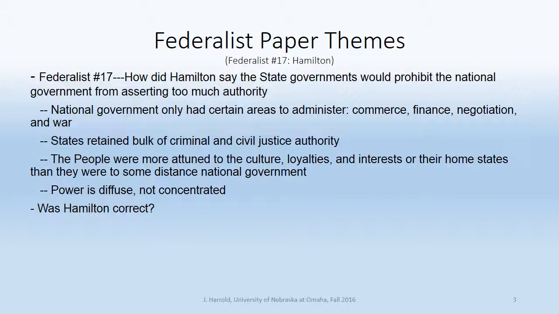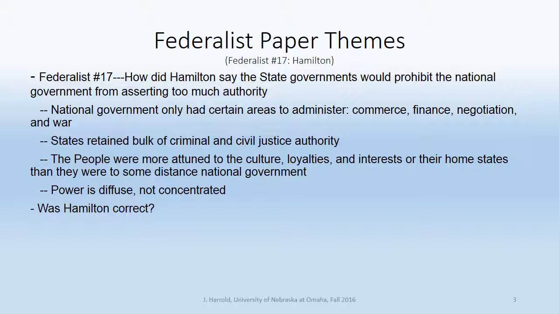And then we moved on to Federalist 17, which was probably written by Hamilton. And so what did Hamilton say, or how did he say that state governments would prohibit the national government from asserting too much authority? This was an important question because the Anti-Federalists accused the writers of the Constitution of giving way too much power to the central government versus the state governments. So Hamilton said that the national government only had certain areas to administer, and he said these were commerce, finance, negotiation, and war.